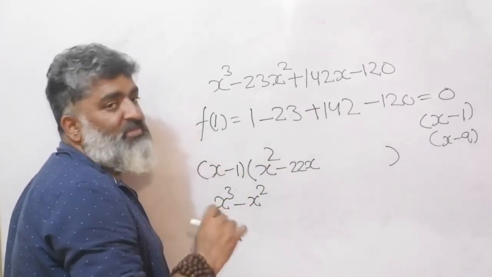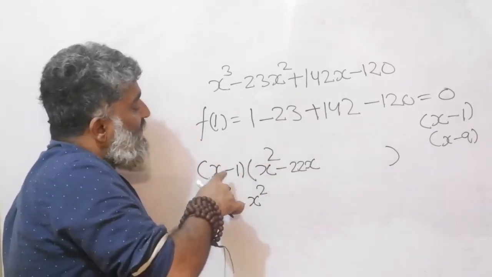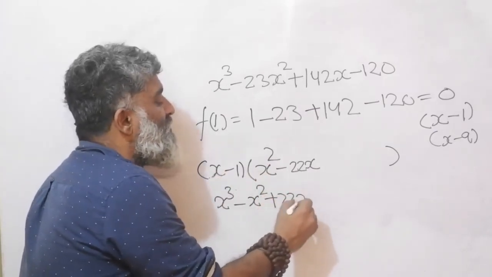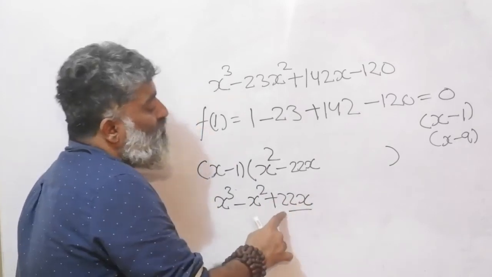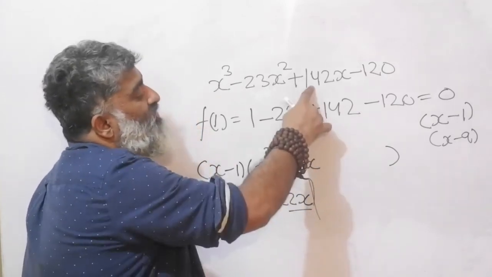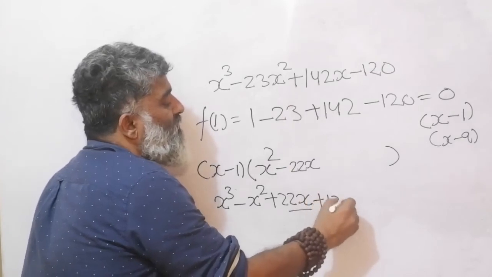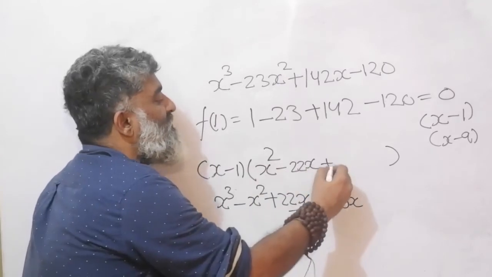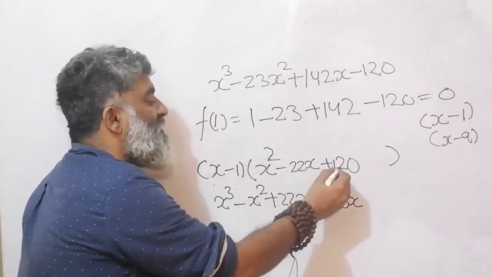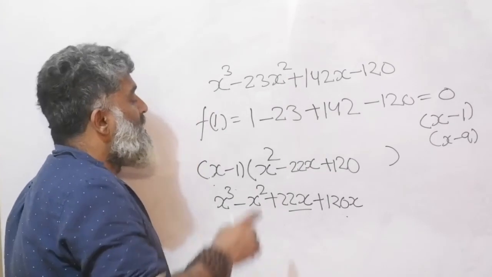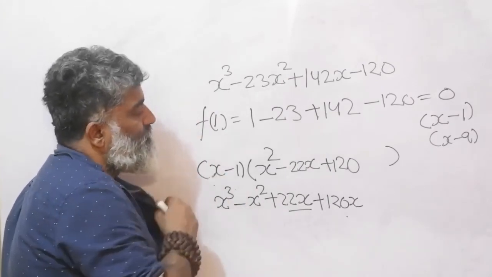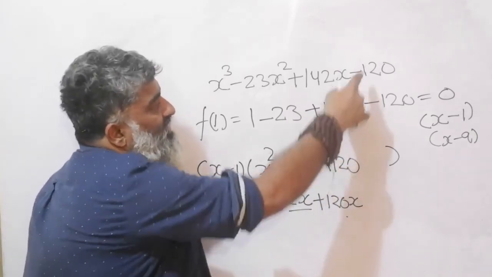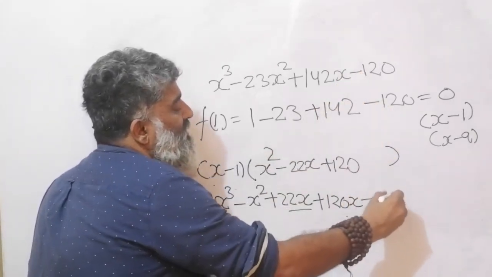I hope the process is making sense to you, right? And then minus 1 into minus 22x will give you a plus 22x overall. But you don't want 22x, you want 142x. So what do you want extra? You want 120x extra. How will you get it? You just multiply by a 120, right? This x into 120 will now give you 120x. And now you also have a minus 1 into 120, which will give you your final step anyway.